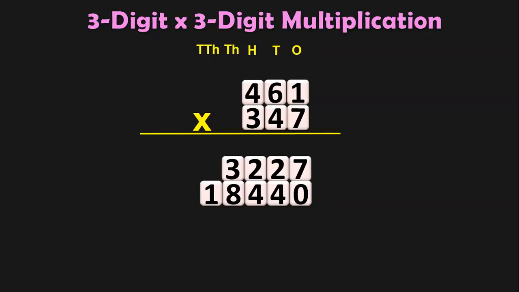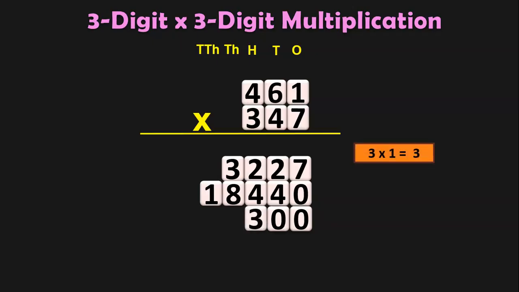Next, you'll have to multiply 461 by 300 because 3 is in the hundreds place. What is it that you have to do now? For a 3-digit multiplication, you'll have to add 0 in the ones place, another 0 in the tens place. Now begin multiplication by 3.